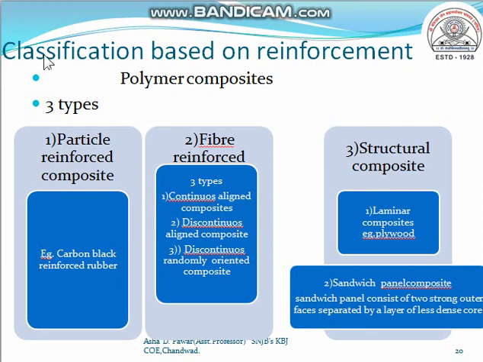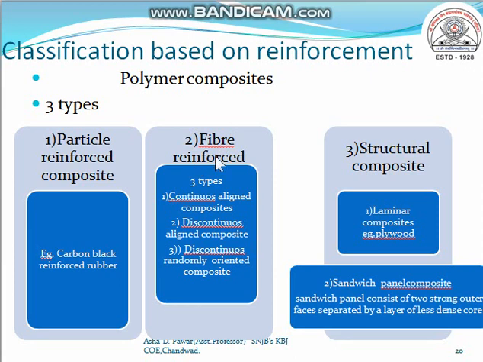That is, we classify the polymer composite, but based on what? Based on which reinforcing material is used. There are generally three types of polymer composite depending upon the type of reinforcing material used. The first one is PRC, that is particle reinforced composite, where carbon black is used as a reinforcing material, as well as a rubber.